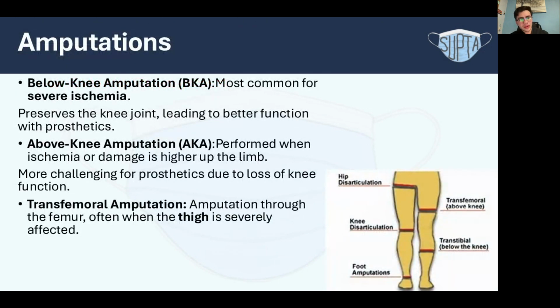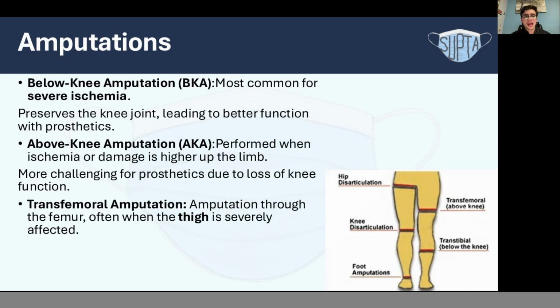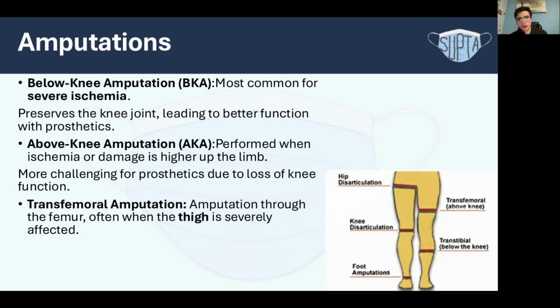So these are the different types of amputations. You've got below knee amputation and above knee amputation. Which one you use depends on how bad the ischemia is, how necrotic the tissue went, and how superiorly the necrotic tissue went up. Based on that, you decide whether it's below or above knee amputation. Transfemoral amputation is when it goes right through the femur. It's a type of above knee amputation. There are obviously a lot of other types of amputations, but these are the general ones.